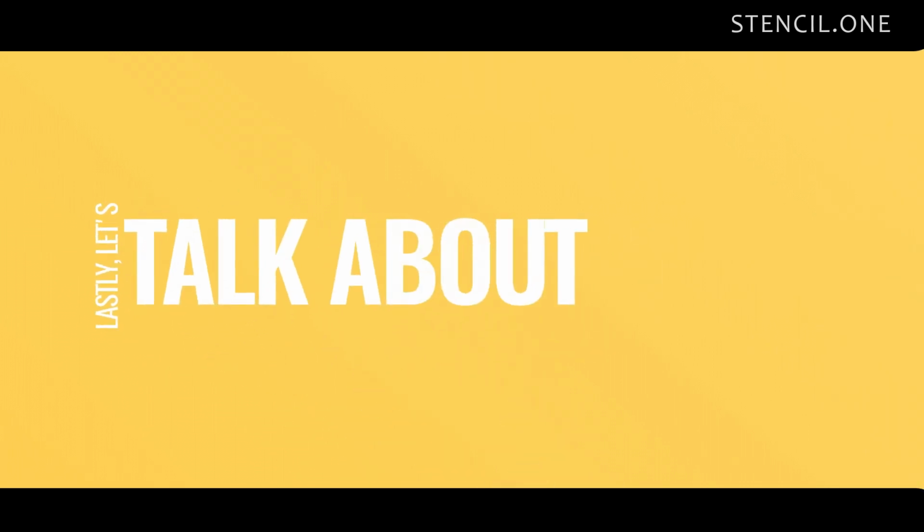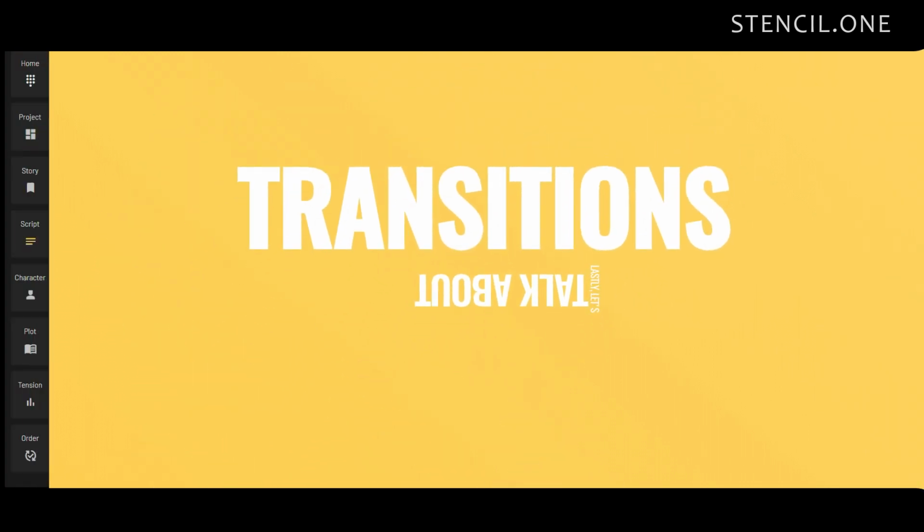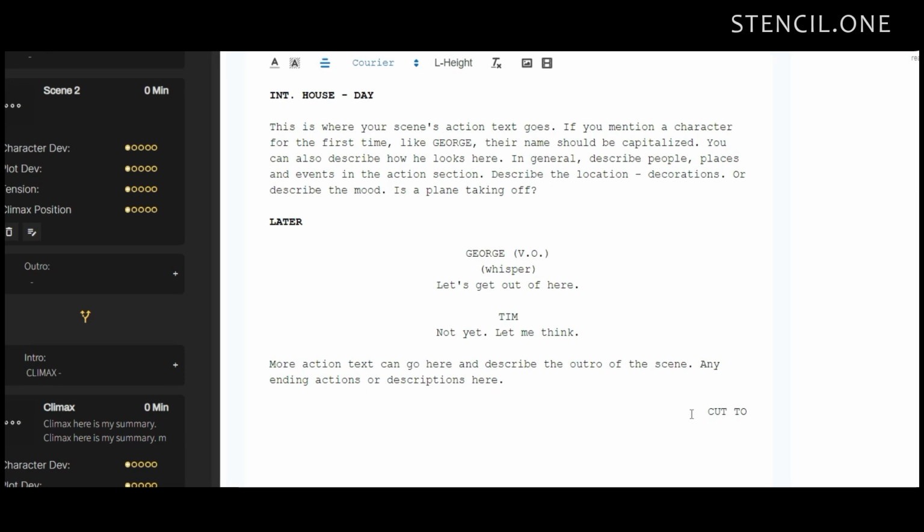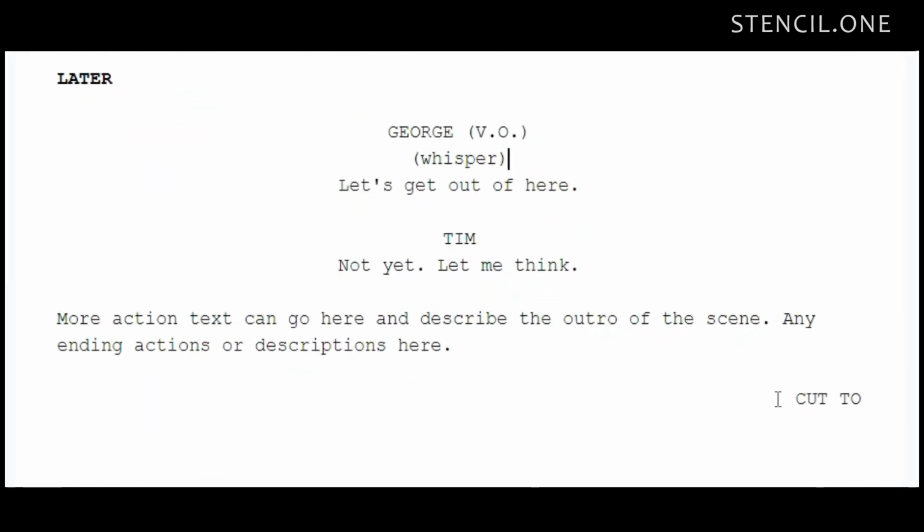Lastly, let's talk about transitions. These text elements are right aligned and they tell a script's editor how to transition from one segment or scene to another. Generally speaking, transitions are used sparingly, if at all, in modern screenplays. However, there may be times in some scripts where providing transition direction within the screenplay will be necessary. Some possible transition options include cut to, fade to, match cut to, and dissolve to.